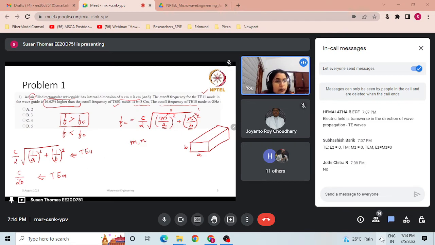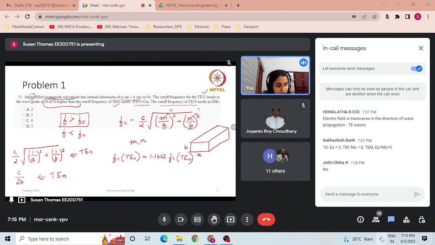So let me write it. When I say 16.62% higher, I can write it as fc of TE11 is equal to 1.1662 fc of TE01. I hope all of you agree with me. So when I say 16.62% higher, I have to write it as 100 plus 16, so that becomes 116, and we write it as 1.1662.